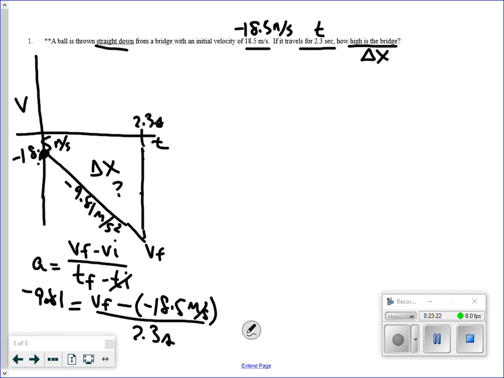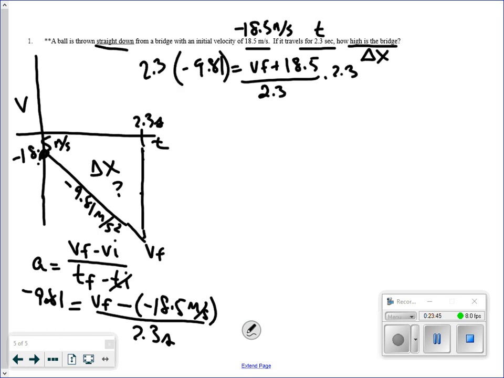Okay, so I'm running out of room, so let's go to the top. Negative 9.81 equals VF plus 18.5 over 2.3 seconds. All right, before we get crazy with the math, let's get rid of the fraction. That always helps. So multiply both sides by 2.3. Okay, so what I end up with then is negative 22.563 equals VF plus 18.5.